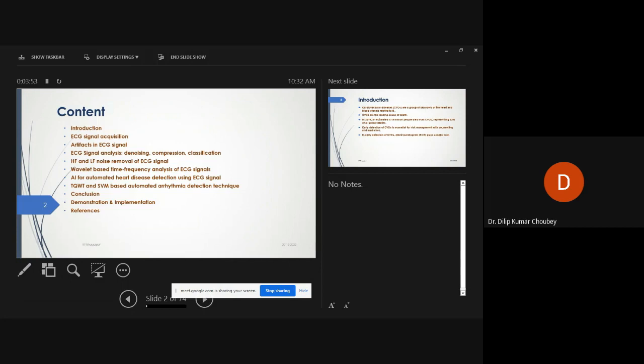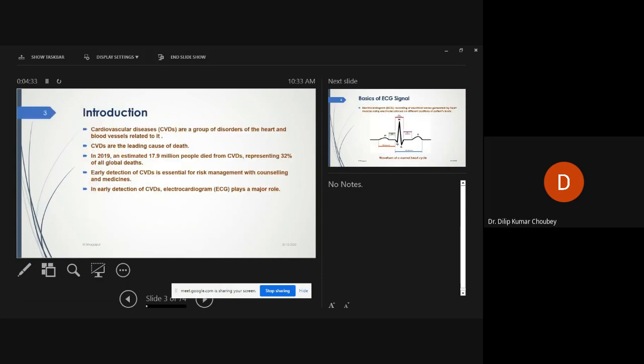After that, one technique which I published in 2020, TQWT and SVM based automated arrhythmia detection technique. I will elaborate how I developed the methodology to detect the arrhythmia. I will also tell you what arrhythmia is. So I will include all those topics. After that, I will conclude, and after the conclusion, I will show you how you can do simple basic coding from the zero point, how you can take the data and how you can perform the coding. And some references from which I have taken the content.